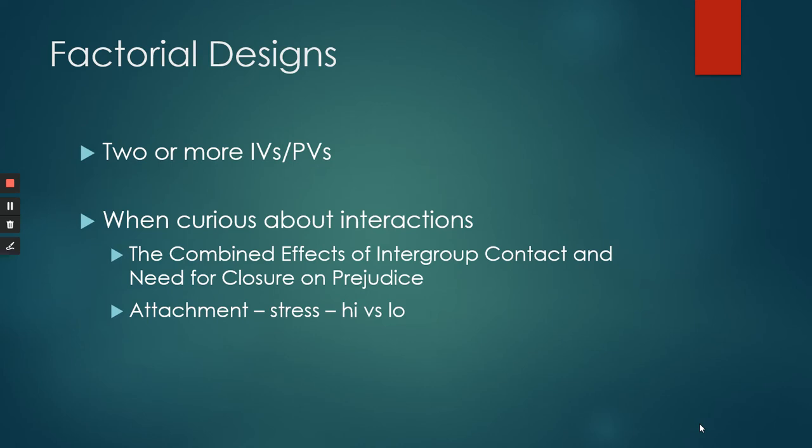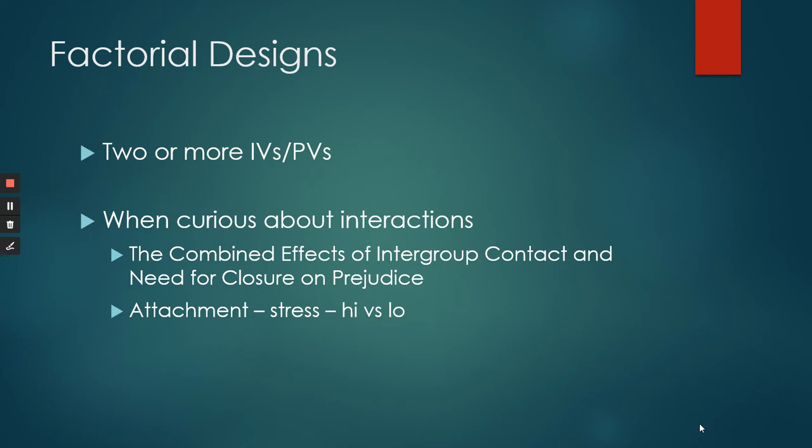Factorial designs are when we have two or more of those. So it could be two IVs or two PVs or one IV and one PV or more. So it's a combination of those two. The only difference between an IV and a PV is that IV is manipulated, the PV is not manipulated, predictor variable. But both of them are things that we look at in terms of their impact on the dependent variable. So factorial designs is when there's two or more IVs/PVs.